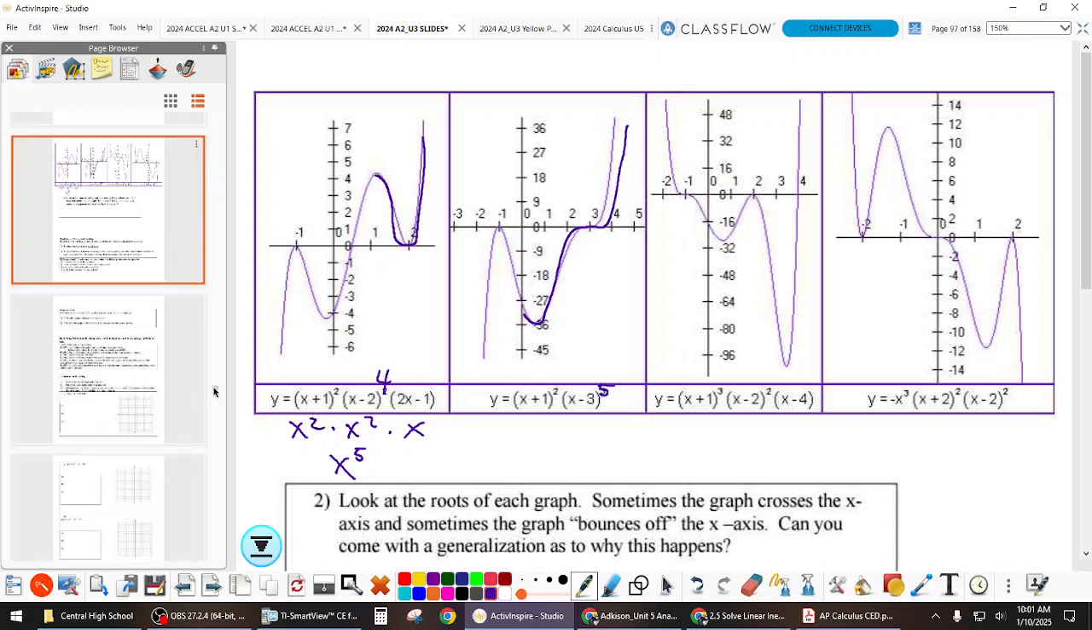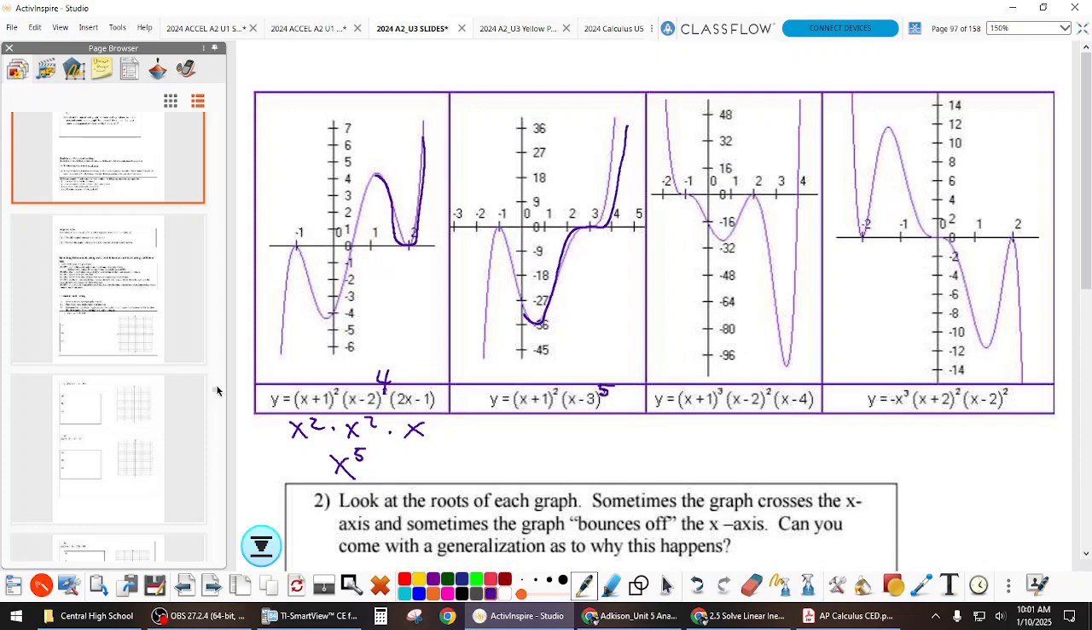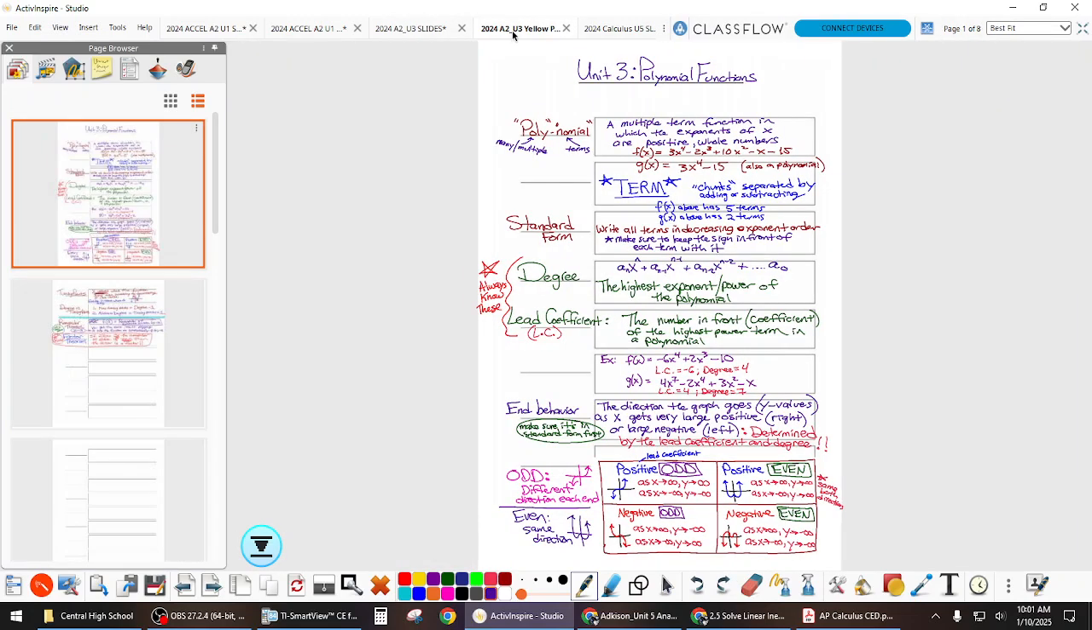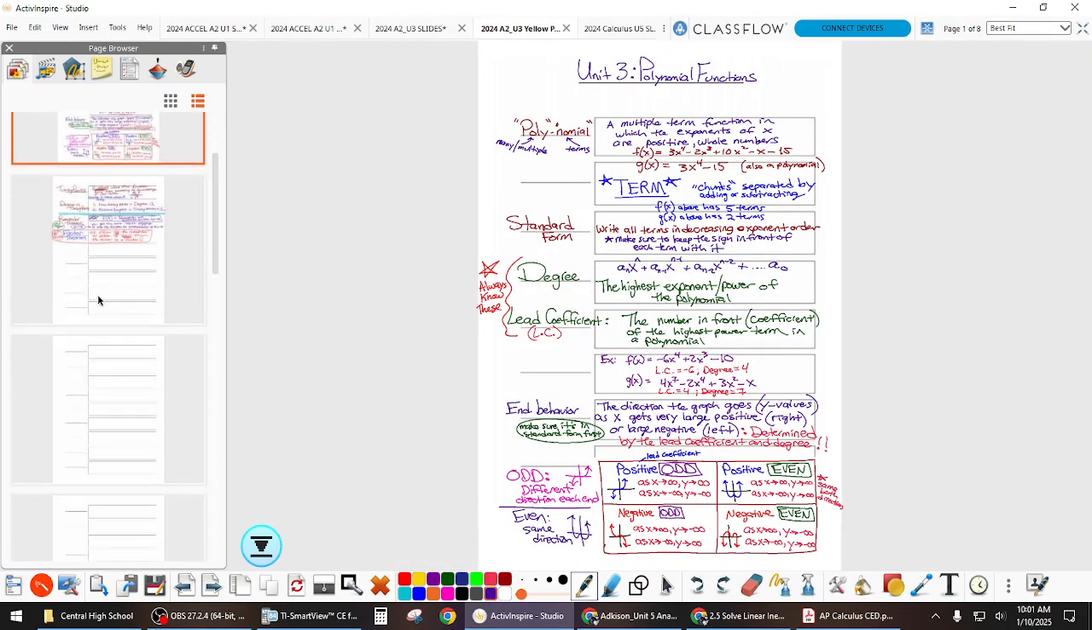I remember when I first heard this word, I thought, what the heck does that mean? But once you kind of get the idea of it, it makes sense.